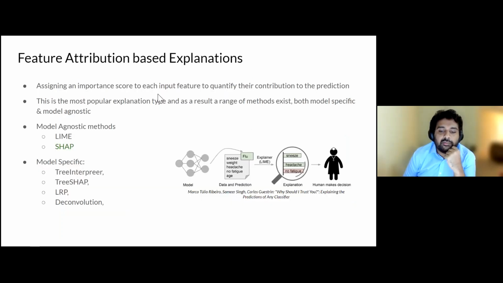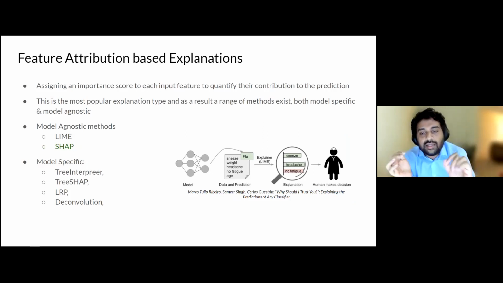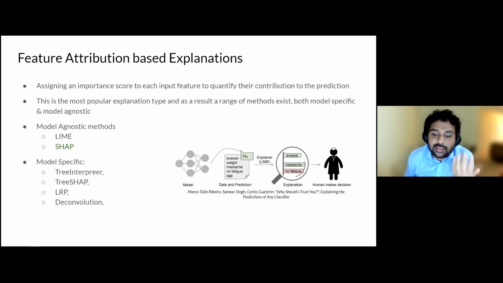So feature attribution based explanations. As I mentioned, the goal of this is to assign an importance score to each input feature that quantifies how much it contributed to that particular prediction, right? So in this figure, the model predicts flu, and the features that went into it were sneeze, weight, headache, no fatigue, and age. The explanation says sneeze contributed towards the prediction, headache contributed towards the prediction, and no fatigue was contributing the other way, a negative contribution. So this is presented to the human, and the human puts together sneeze plus headache, maybe adds up to flu. Does that make sense?